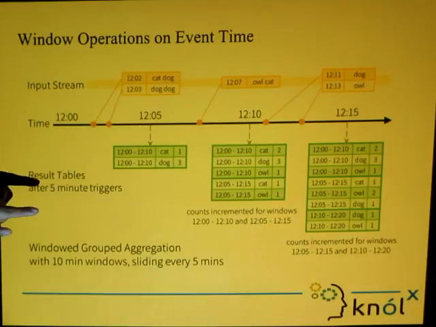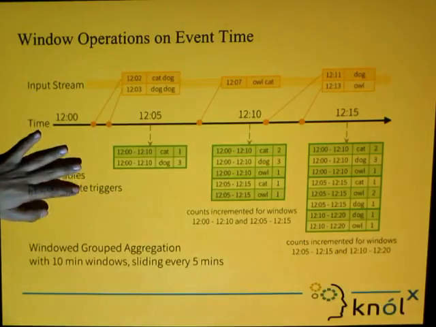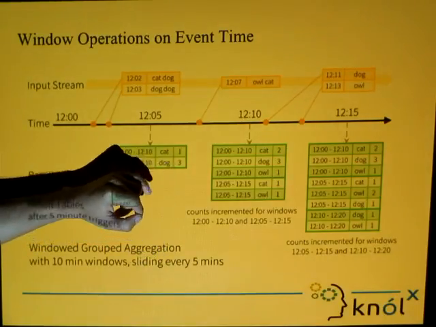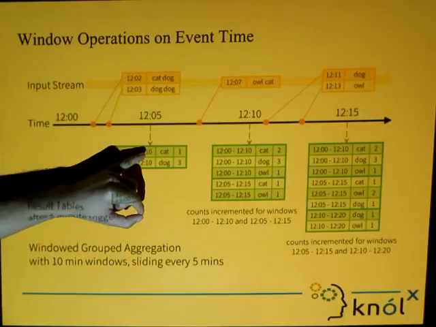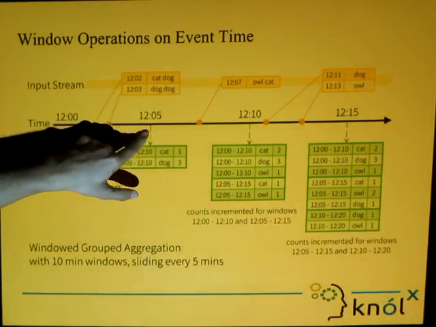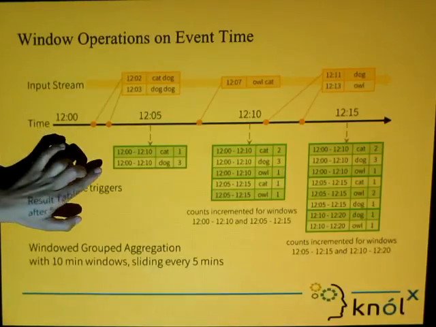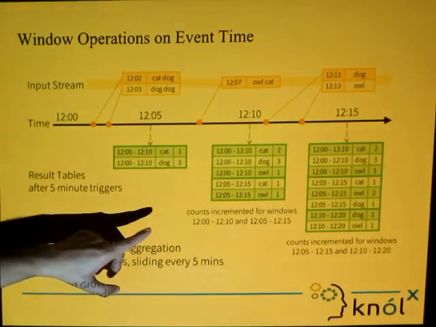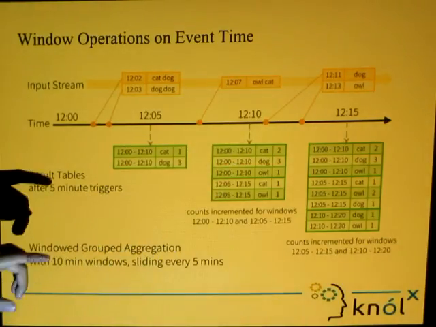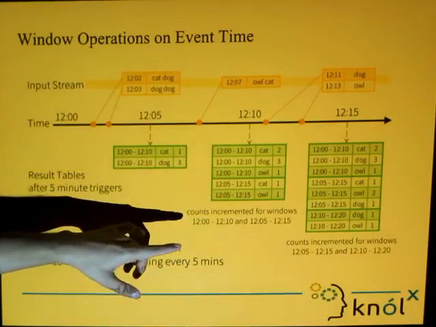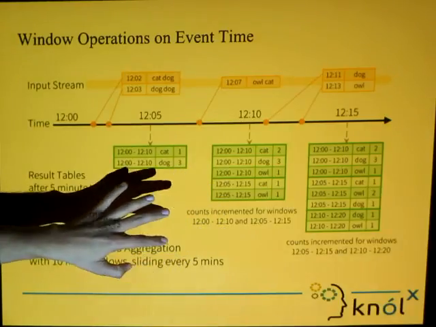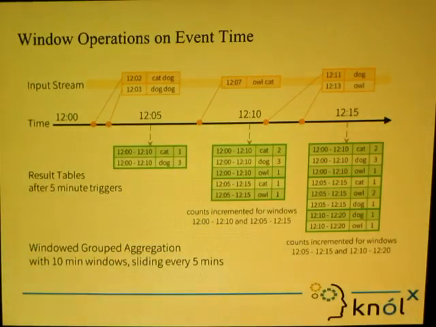So at 12 o'clock we have no data, and at 12:05 we have two words, like dog dog and cat dog. So if cat is 1 and dog is 3, at this instant this will be computed. And after every five minutes it will tick like a trigger and give data for the last 10 minutes. Still, I guess we have the complete output mode here, so all the data we have so far, it will aggregate on the basis of that.